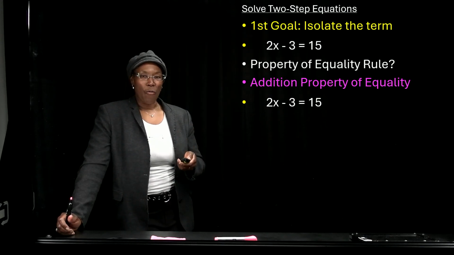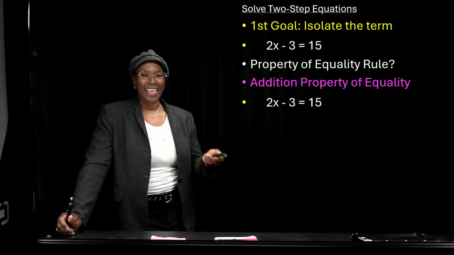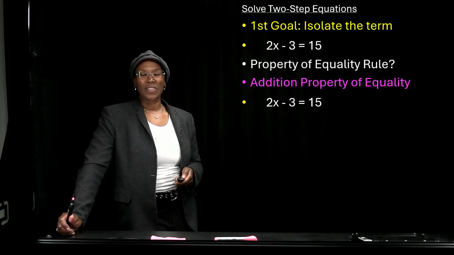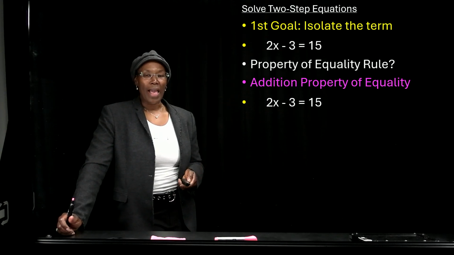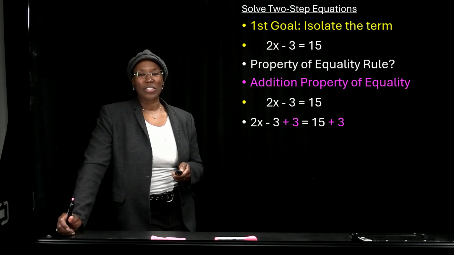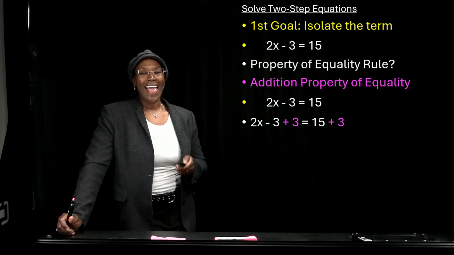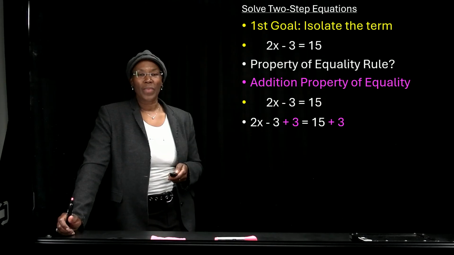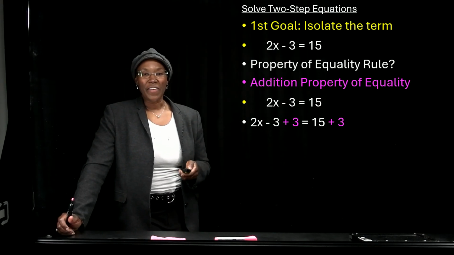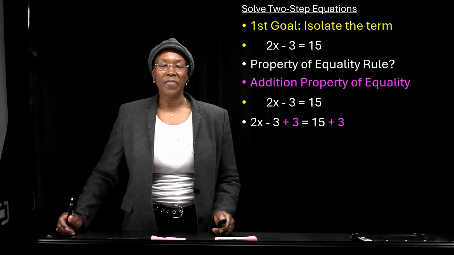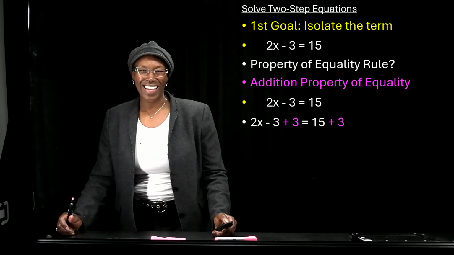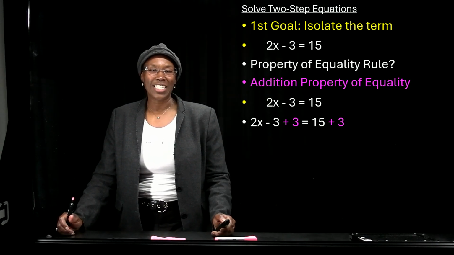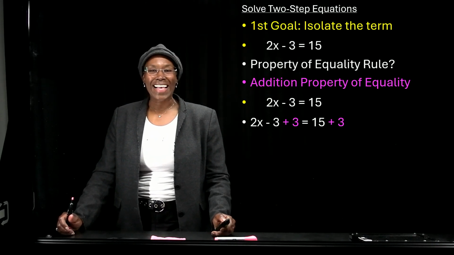Now, I wrote the first line again so that we can line our steps up. So we have 2x minus 3 equals 15 on the first line. So now on the second line, 2x minus 3 falls from the first line. And now we're going to apply our addition property of equality rule. Plus 3, line up my equals. The 15 falls. And right behind the 15, I also say plus 3. That completes the second line of our equation in applying the addition property of equality rule to isolate our term.